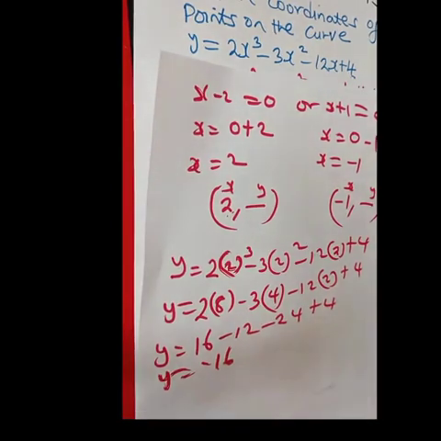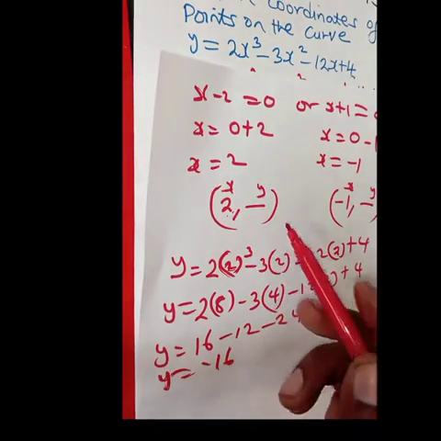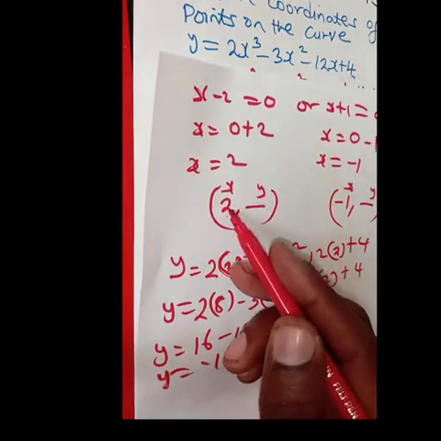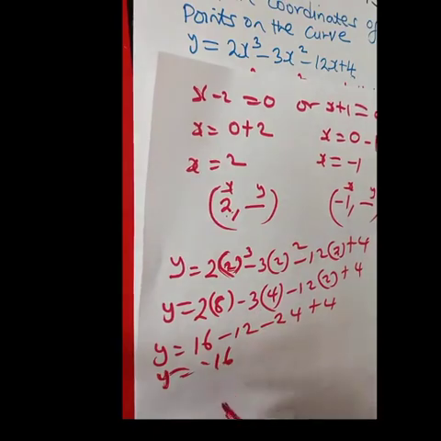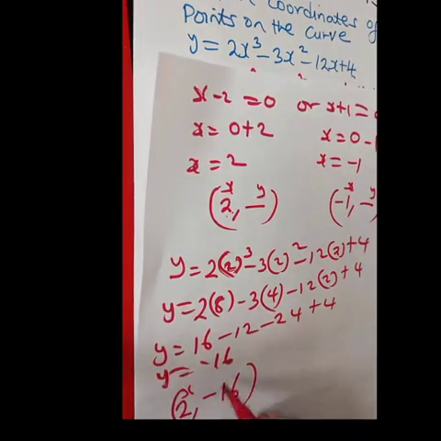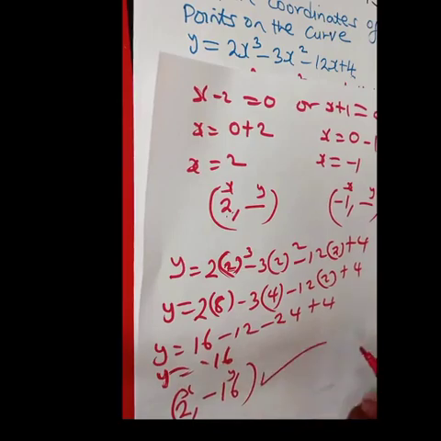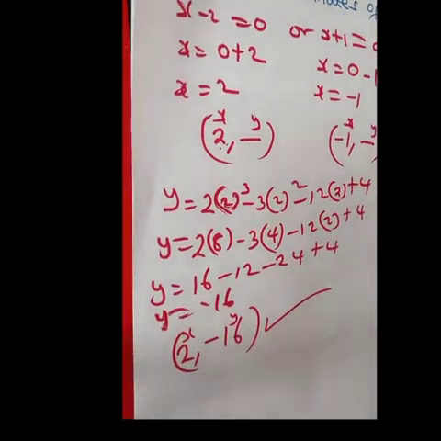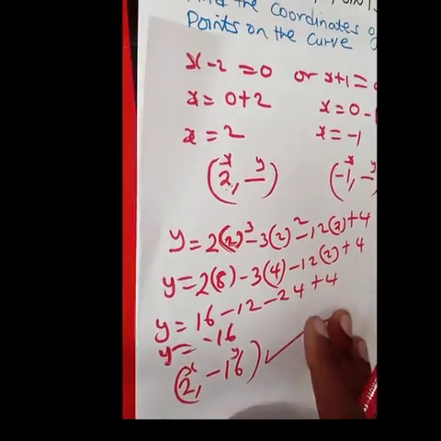So if we go back to this one, when we replace with a 2, I found negative 16. So it will mean the coordinate will be 2, comma, negative 16. As you can see, this is the x value, the y value. This is the first stationary point. The second one also we will do the same.